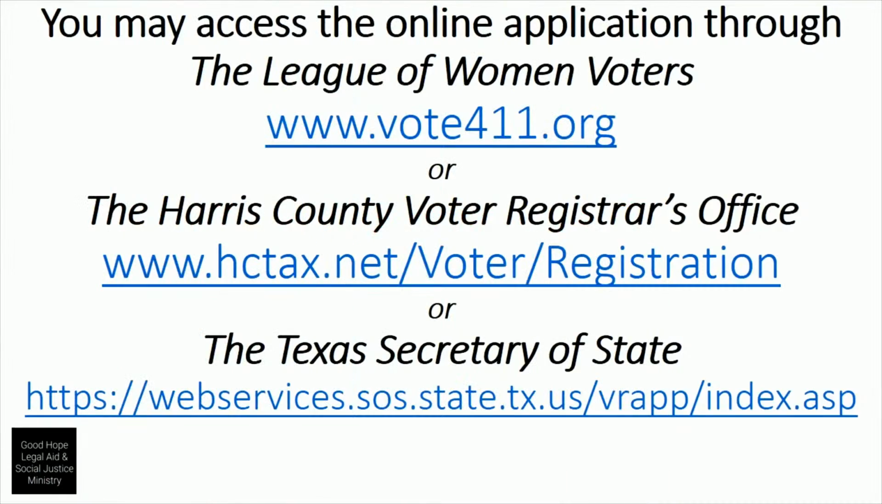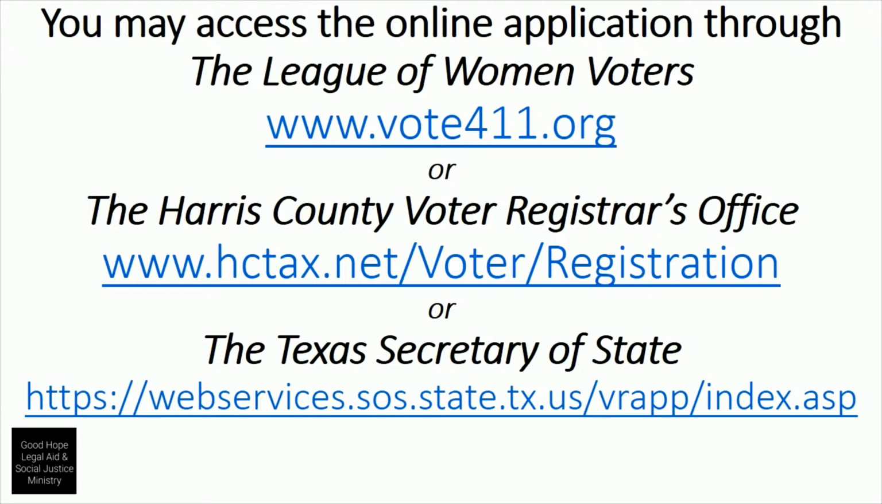In a previous segment, we discussed the ways in which you can obtain an application to register to vote. In this segment, we will focus our attention on completing the online application. The information required for the online application is the same as the information required for a paper one. So if you have a paper application, you can just follow along, as this will be beneficial for you as well. The online application is available from a variety of resources.